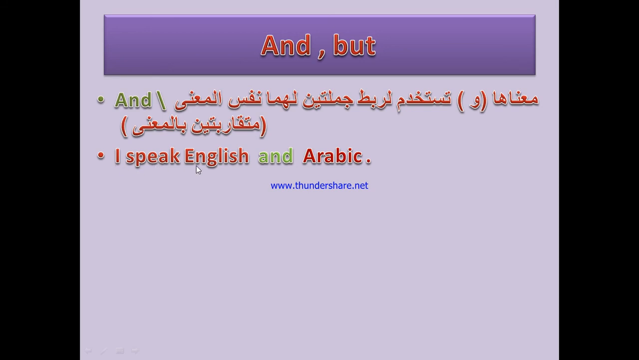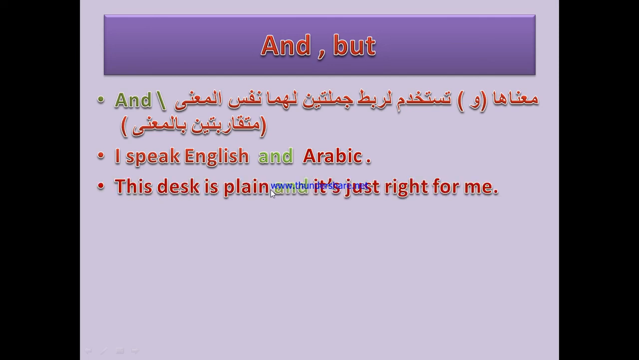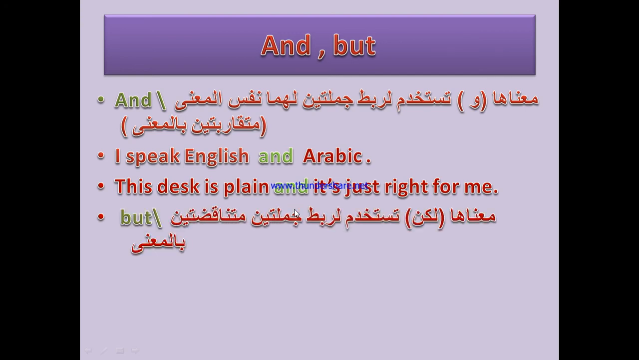For example, I speak English and Arabic. Okay? يتكلم العربية والإنجليزية، نفس المعنى نحكي على التكلم. This disc is plain and it's just right for me. Now we talk about this and here both talk about the disc. Each sentence talks about the disc. لها نفس المعنى أو نفس الأشياء اللي إحنا ذكرناها بالجملة الأولى نلقاها نفسها بالجملة الثانية، فنختار and.